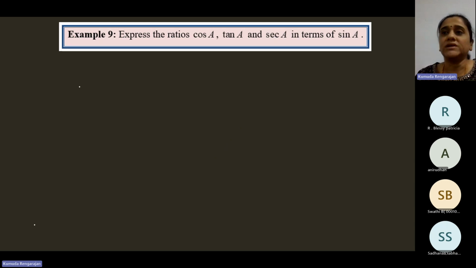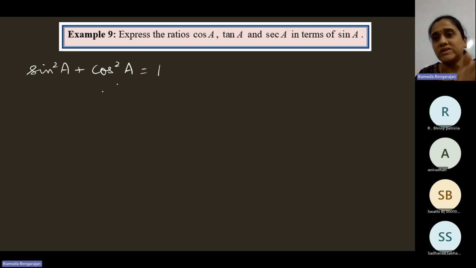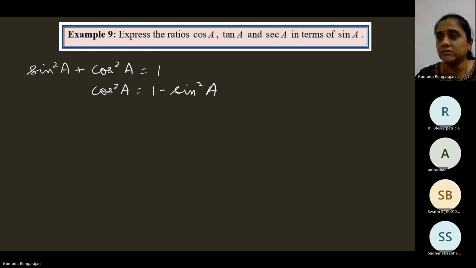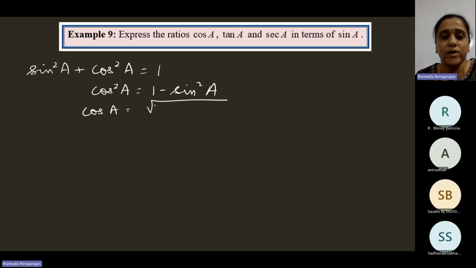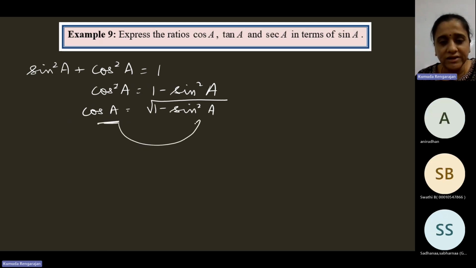Now, connecting cos and sin, we have the identity sin square A plus cos square A is equal to 1. Since we have to write cos in terms of sin, cos square A is equal to 1 minus sin square A. So cos A is equal to square root of 1 minus sin square A. You can stop here. So we have written cos A in terms of sin A.